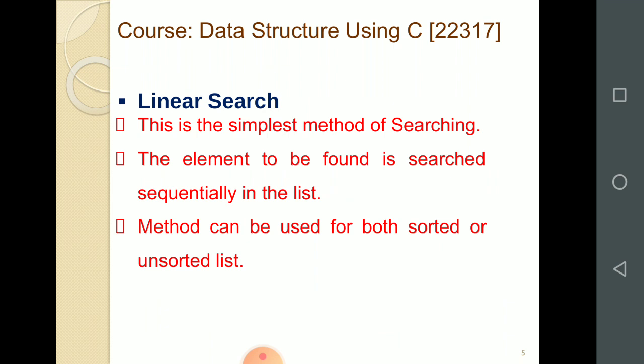So linear search is the simplest method of searching. It is very simple. The element to be found is searched sequentially in the list. You may already have done it in the last semester. The method can be used for both sorted and unsorted lists. There are some conditions for different searching techniques, but in linear search there are no restrictions. You can search for the element in a sorted list and also in an unsorted list. So this is a very simple method, linear search.